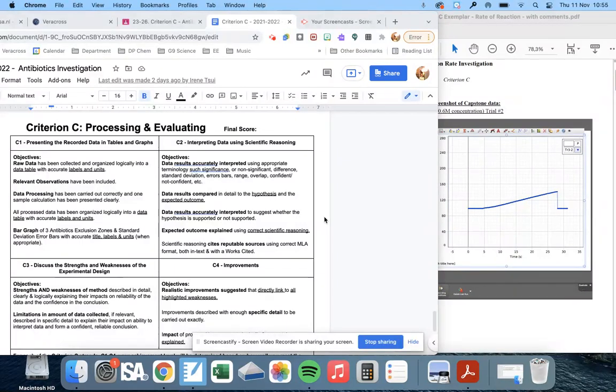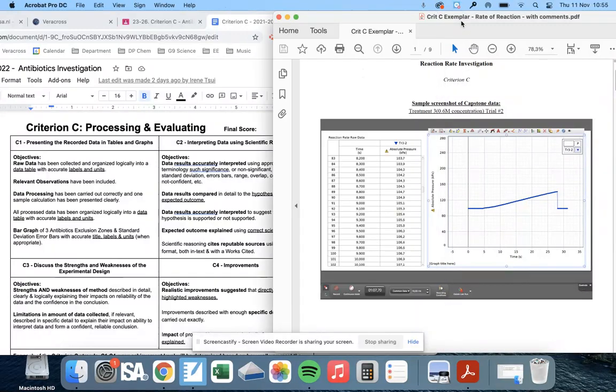And then finally, take the processed data and present it in an appropriate graph. Depending on the exact investigation that you're doing, that could be a bar graph or it could be a scatter graph with a trend line. So I'm going to walk through an exemplar to show you what those different criteria or objectives look like.